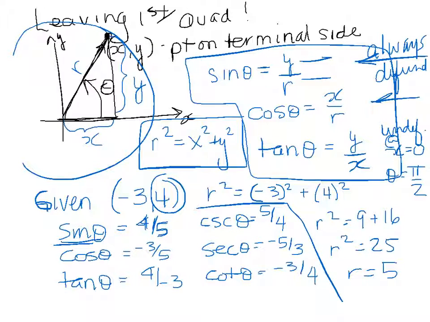And then you can see cosine theta is easily going to be the x value, -3, over that same r value, 5. And tangent is the y over the x. And of course, you can get the cosecant because that's 1 over the sine. So all you have to do is flip these two numbers around, and you have a cosecant given a sine. And then the secant theta is just the reciprocal of cosine theta. So all you have to do is take the reciprocal of -3 over 5 and get -5 over 3. And cotangent is the reciprocal of tangent, so flip those two numbers and you have a cotangent.